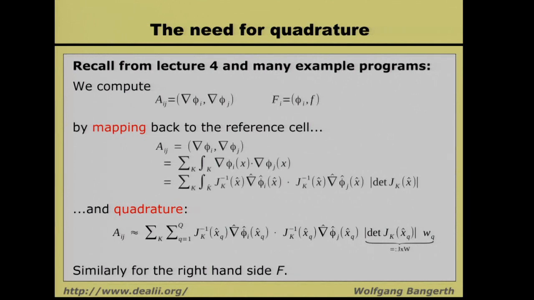This is the place where we then apply quadrature. So we replace the integral here by a sum from little q equals 1 to capital Q, and we evaluate the integrand here at points x_q hat defined on the reference cell, and weigh them with quadrature weights w_q. And we do the same thing for the right-hand side. Now, this term over here, the determinant of J times w, this is what in deal.II we call JxW, and I always wanted you to think of this as the equivalent of the dx in an integral.